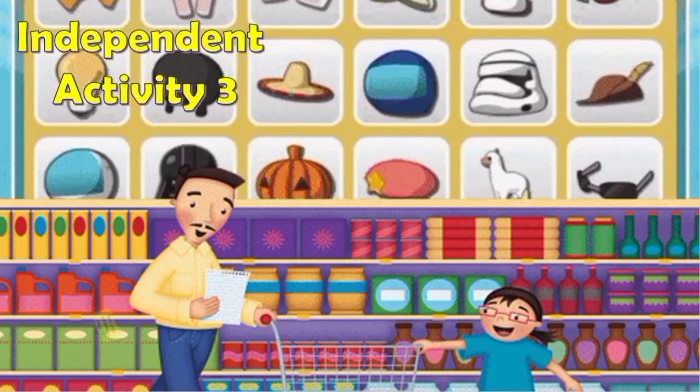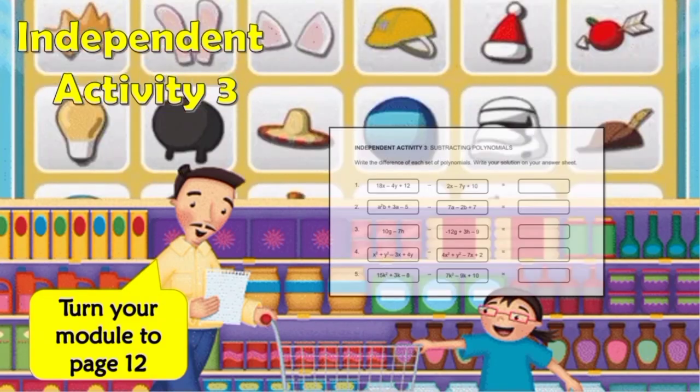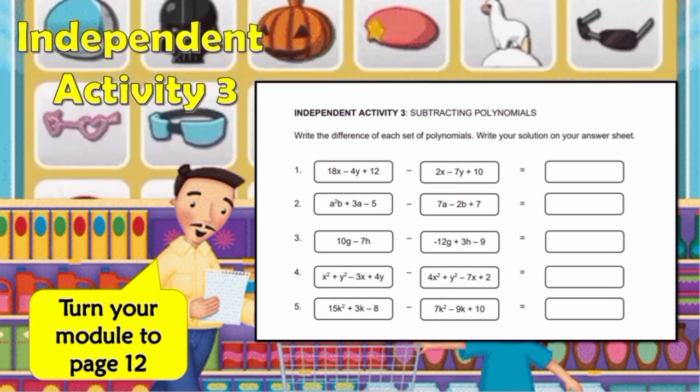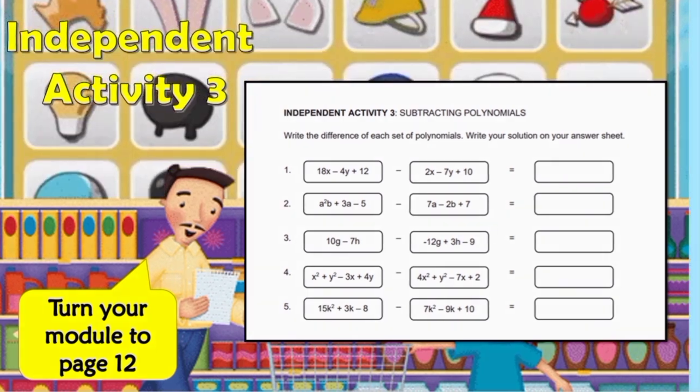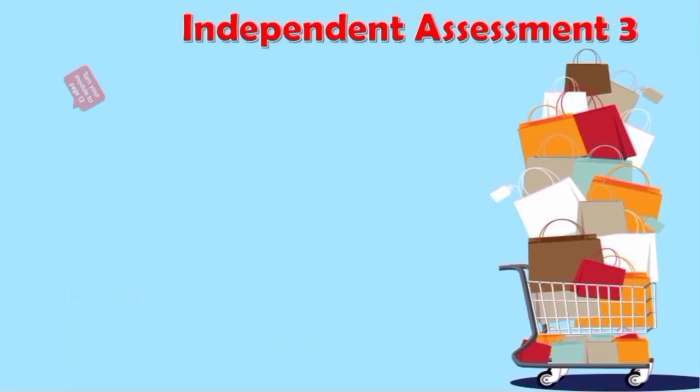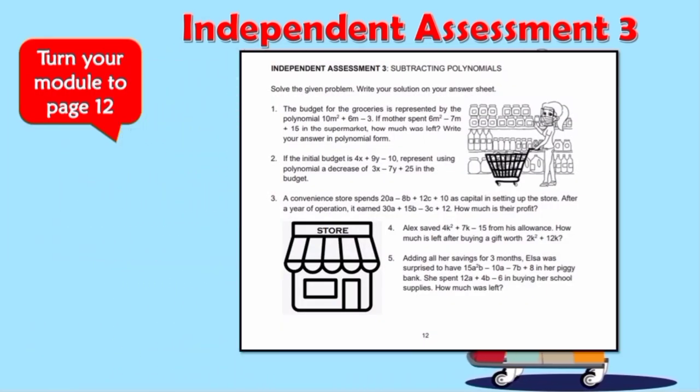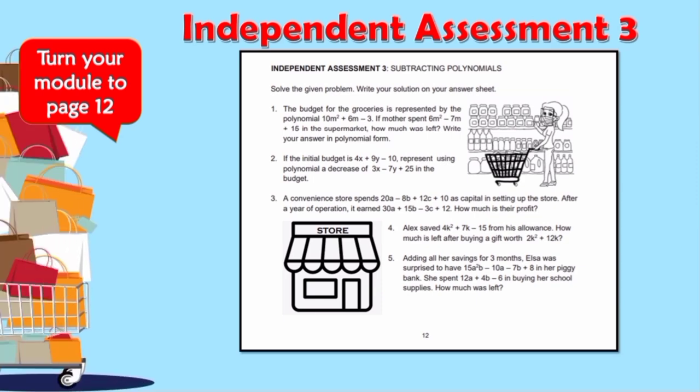Independent activity number 3. Turn your module to page 12. Write the difference of each set of polynomials. Write your solution on your answer sheet. Independent assessment number 3. Turn your module to page 12. Solve the given problem. Write your solution on your answer sheet.